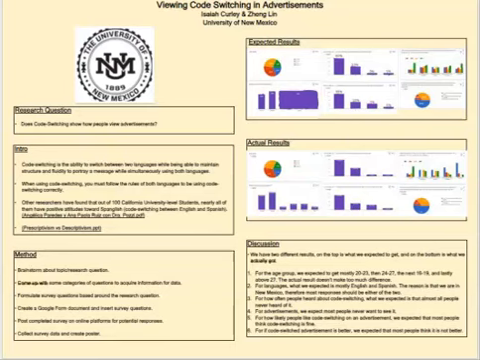Most researchers, specifically in a California study, found that nearly all of them had positive reviews of code switching when it was being used in advertisements, toward the Spanglish code switching specifically.